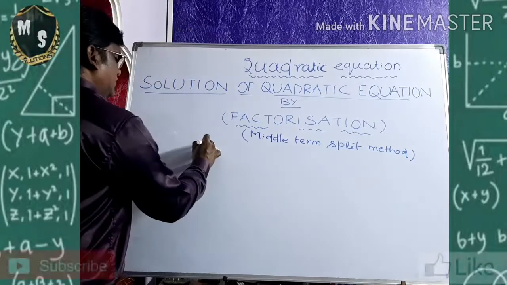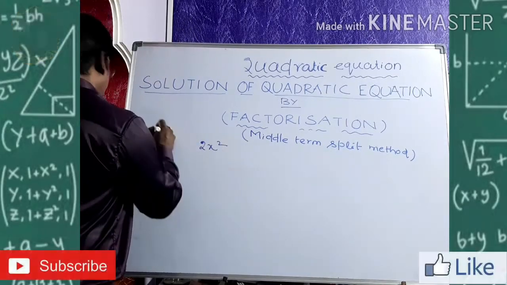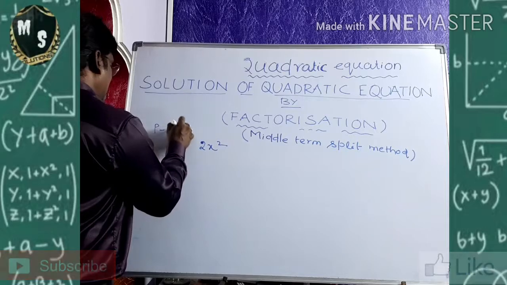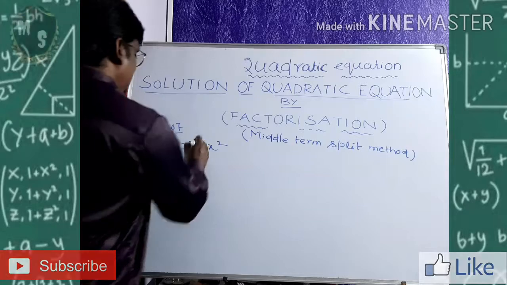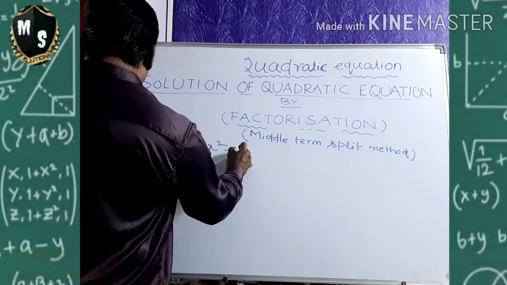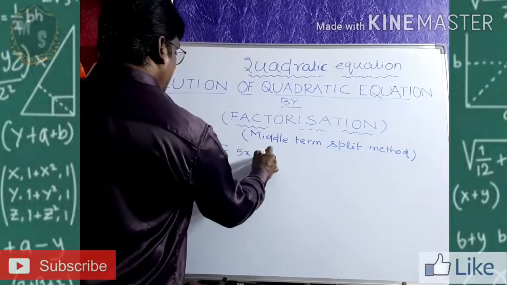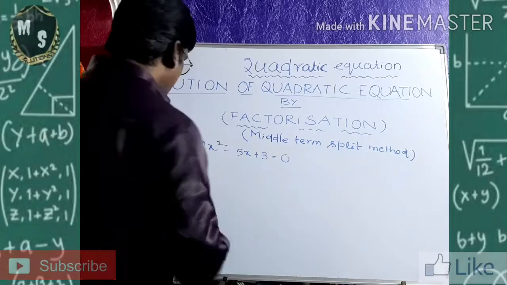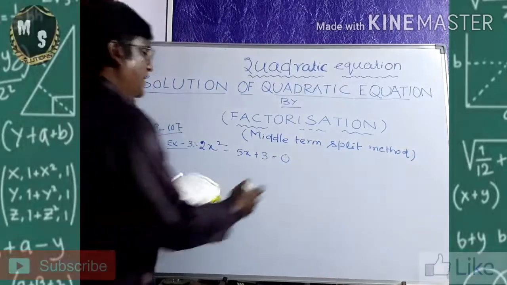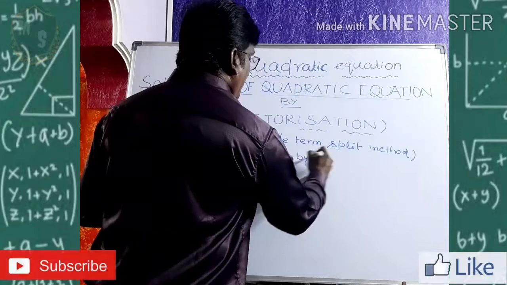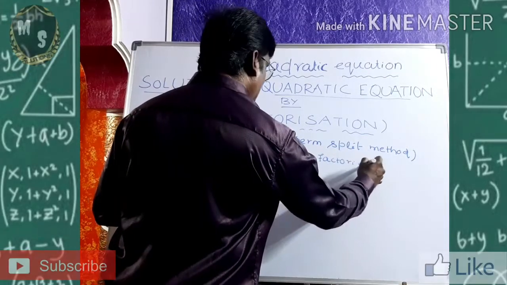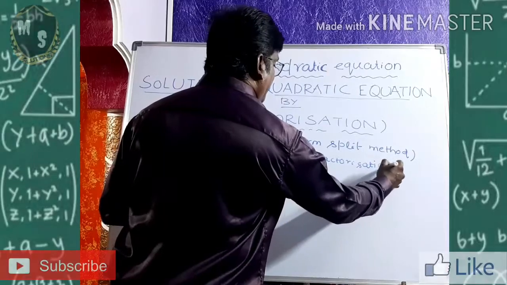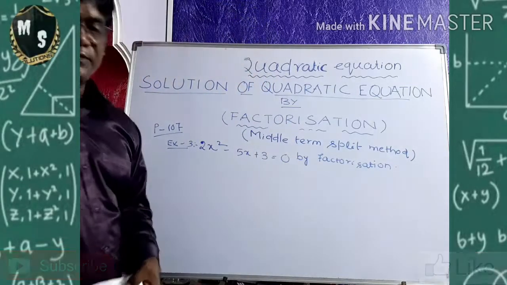See, this equation I am taking is on page number 107, example number 3. Example 3: 2x square minus 5x plus 3 is equal to 0. Now we have to solve this by factorization. So don't worry, very easy sum. How to do it? I am saying to you, see.